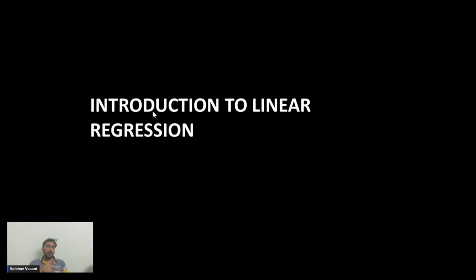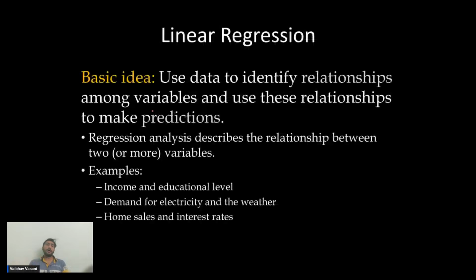Introduction to linear regression. Now, this will answer some part of your understanding. Linear regression is used to identify the relationship among variables, or you can say the relationship between y and x. Okay, a regression analysis describes the relationship between two or more variables. If it is two variables, we call this simple linear regression. But if you are going with multiple variables, we call it multilinear regression.